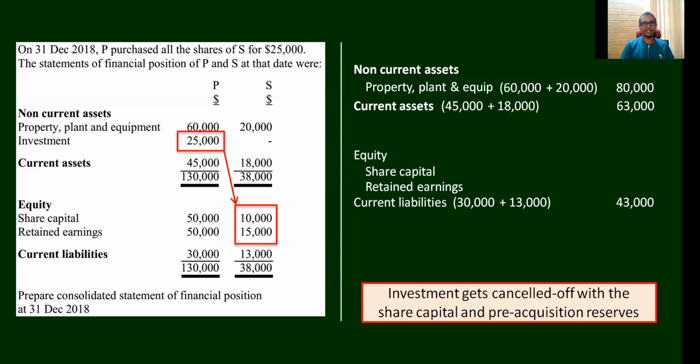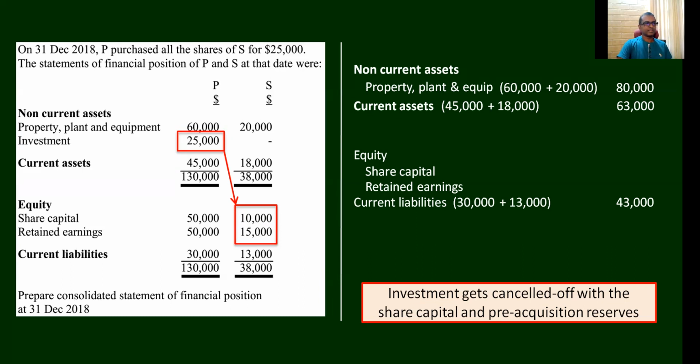In the consolidated statement of financial position, we do not show the investment of the parent, because parent and subsidiary both we show. The investment gets cancelled off with the amount invested in S, or the value of S, pre-acquisition reserves plus share capital of S. 25,000 value of S, invested 25,000, it gets cancelled off. Remember this, when you prepare financial statements, investment gets cancelled off with the share capital and pre-acquisition reserves. Okay, this is a memorizing point, right?